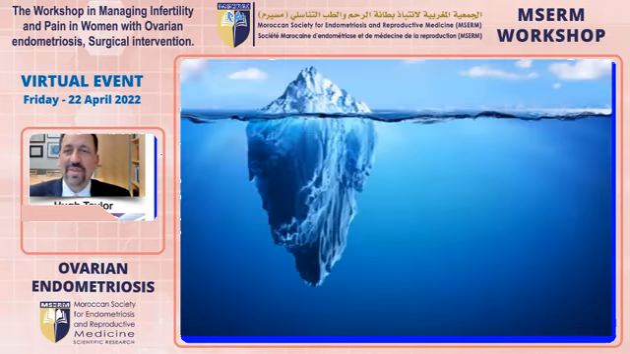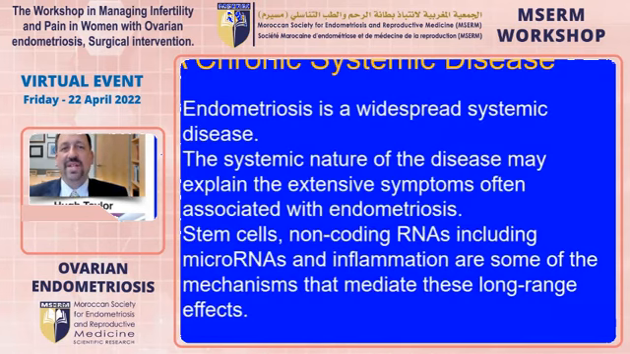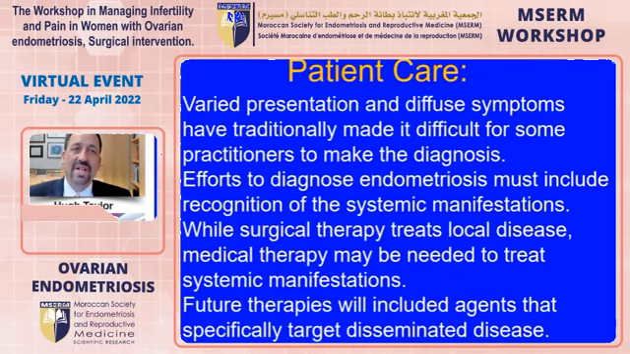I think when we look in the pelvis and see those blue dots, or that endometriosis in the pelvis that we operate on, we're really only seeing the tip of the iceberg. That endometriosis really is a chronic systemic disease. The systemic nature of the disease probably explains the extensive symptoms we see with endometriosis, those that we talked about. And stem cells and non-coding RNAs, such as MicroRNAs, and systemic inflammation are some of the mechanisms that mediate these long-range whole-body effects.